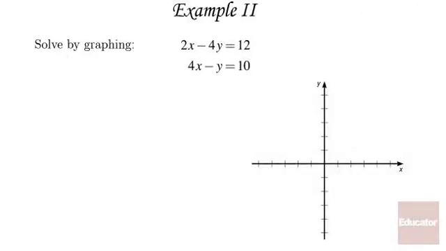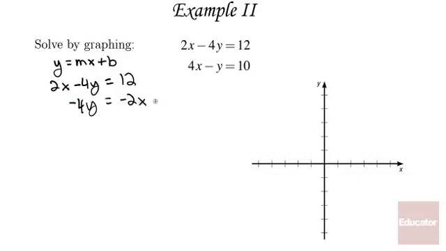Second example, a little bit more complicated, but using the same system. And this time, instead of just finding x, y values, I'm going to graph these out by putting both equations into slope-intercept form. So the first one, 2x minus 4y equals 12. So I'm going to subtract 2x from both sides. And then I'm going to divide both sides by negative 4. And that's going to give me y equals 1/2 x minus 3.